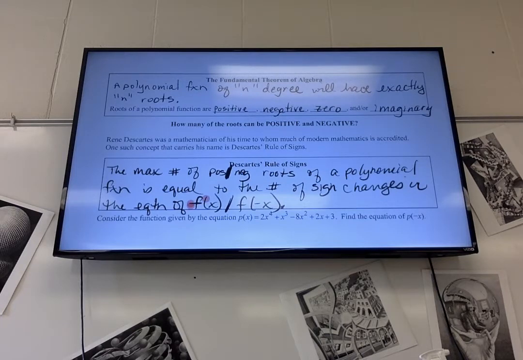Okay, so positive goes with the sign changes in f of x. So like if it goes from a positive to minus, then that's a sign change. Or a minus to a positive, that's a sign change. And then negative goes with the sign changes of f of negative x. And I'm going to show you what this means in the very next problem.